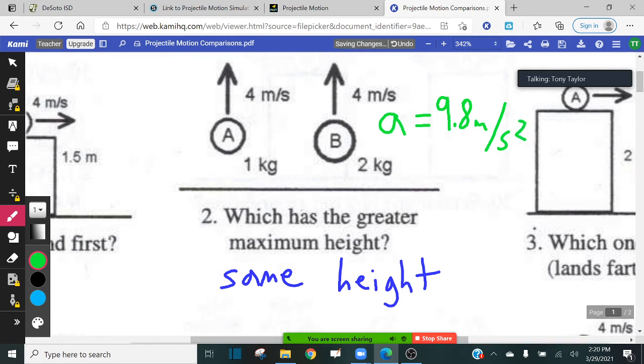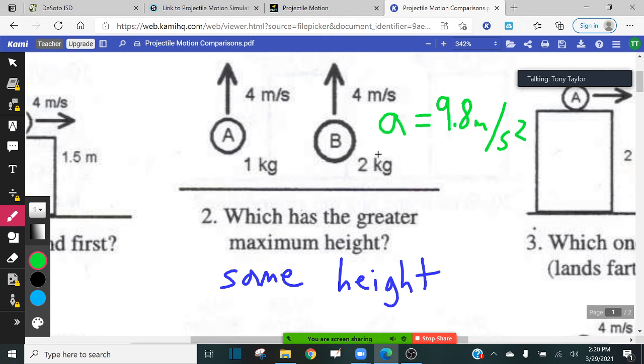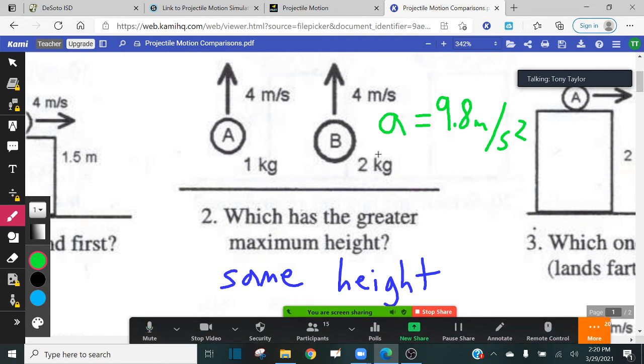So remember what I said last year? The acceleration of gravity does not depend on the object's mass. It does not matter how big or how small the object is, the acceleration will always be 9.8 meters per second squared. Since both objects were launched with the same speed and have the same acceleration, they're going to reach the same height because mass does not matter. Mass has no impact on the acceleration of gravity. Here on Earth, the acceleration of all objects is 9.8 meters per second squared. Making sense now? All right, awesome.